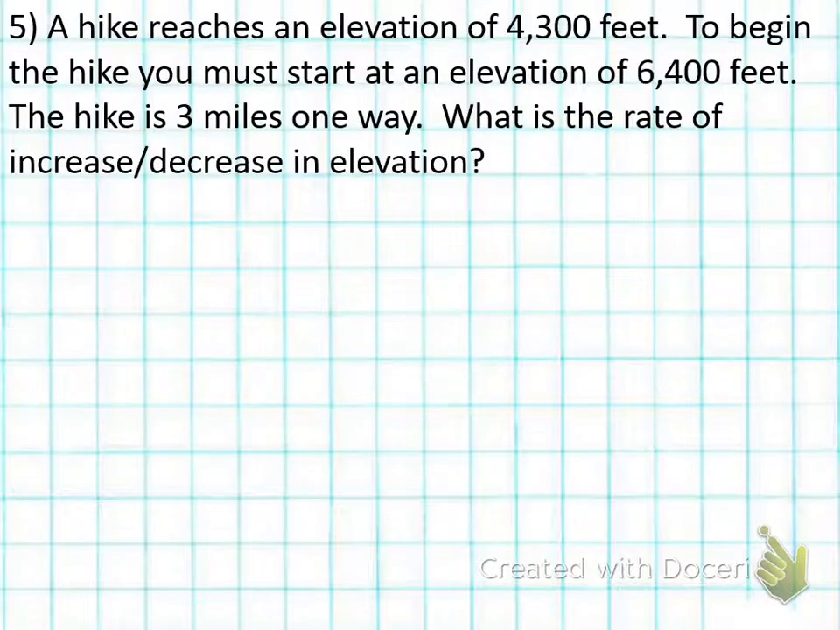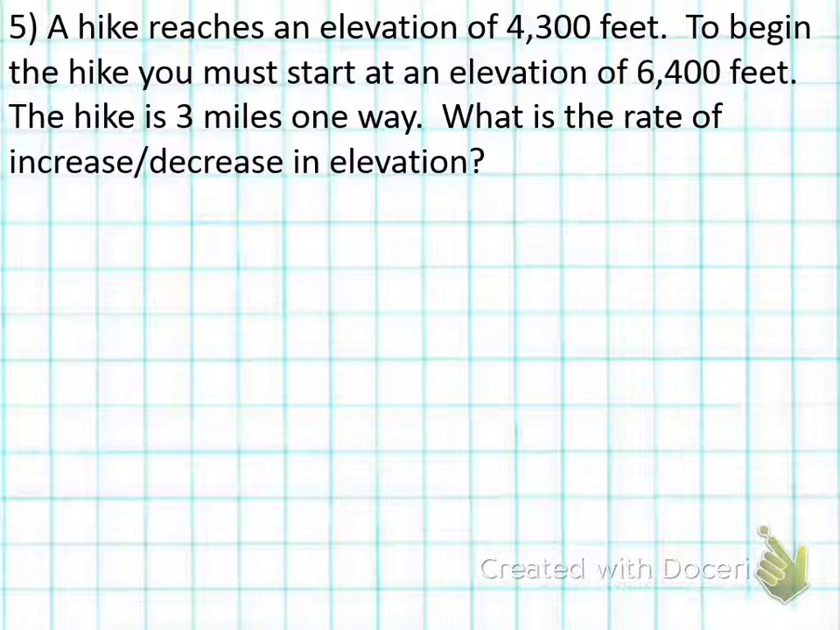Let's look at this one, number 5. Ooh, a hike reaches an elevation of 4,300 feet. Okay, that's what it reaches. Is that the beginning or the end? The end. The end, good. To begin the hike, you must start at an elevation of 6,400 feet. Ooh, what kind of hike is this? Downhill. Downhill, good. The hike is 3 miles one way. That means from the beginning to the end of the destination is 3 miles.